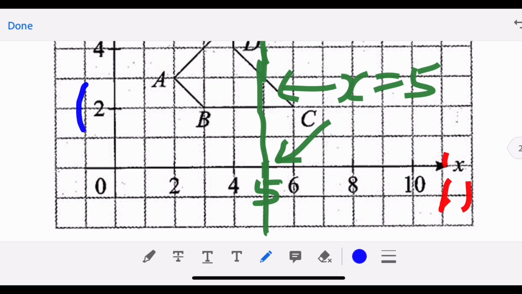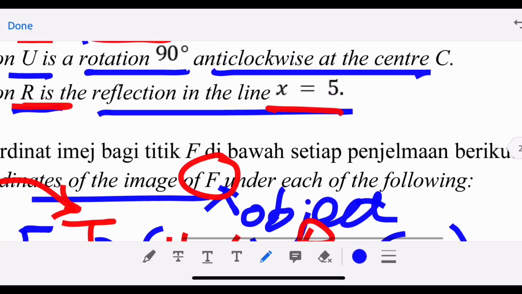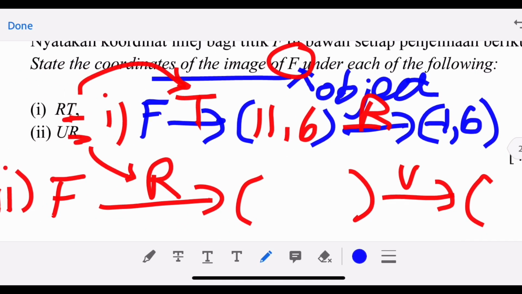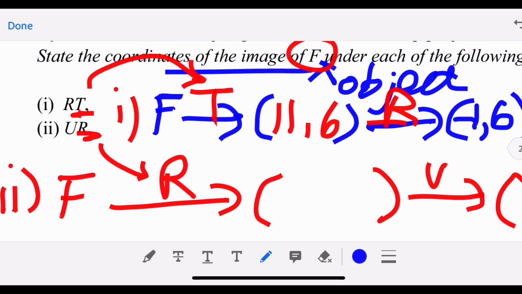That means the distance of the image to the line of reflection must be equal to the distance of the object to the line of reflection. Okay, this is a concept of the reflection, and it must be perpendicular distance. Remember that this is another keyword, another clue for reflection. It's not only distance, it is perpendicular distance. So after that, you read the answer is -1, 6. Read your answer carefully.